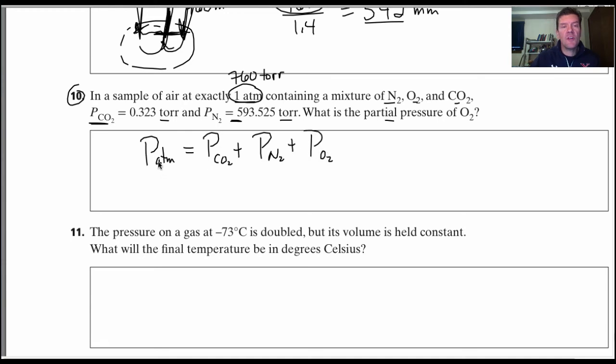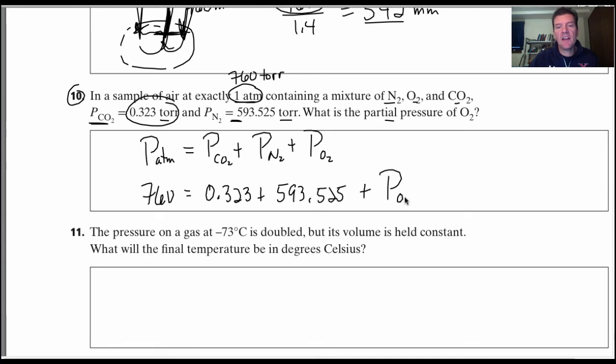And you know the atmospheric pressure, it's 760. You know the carbon dioxide pressure, 0.323. You know the nitrogen is 593.525. And now you can find the oxygen. So you'll just take 760 and subtract 0.323 and subtract 593.525, and that will give you the partial pressure of the oxygen.